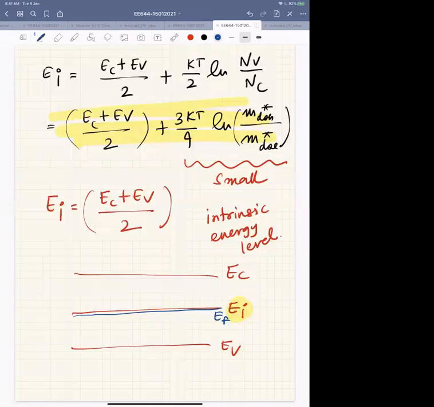So at room temperature for silicon, we have about 1.5 times 10 to the 10 electrons per centimeter cube in the conduction band, and the same number of holes in the valence band. For germanium, we have around 10 to the 13 electrons in the conduction band and 10 to the 13 holes in the valence band.